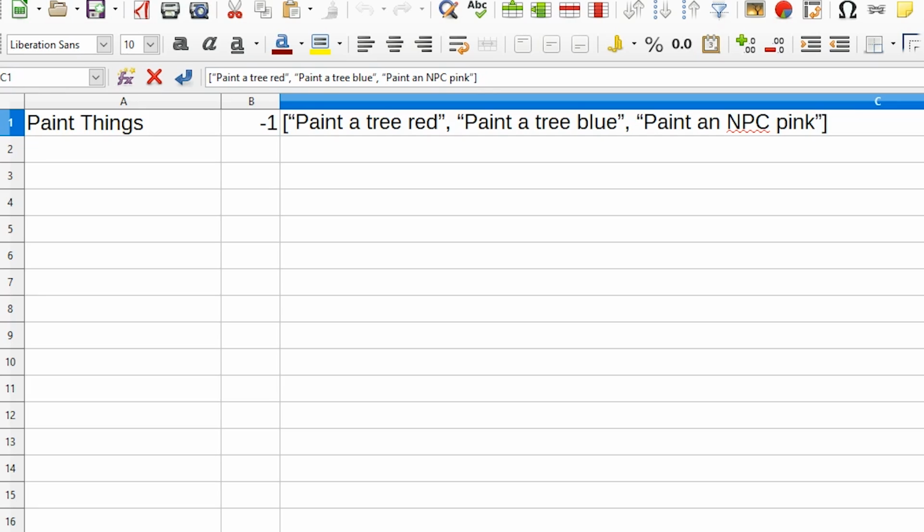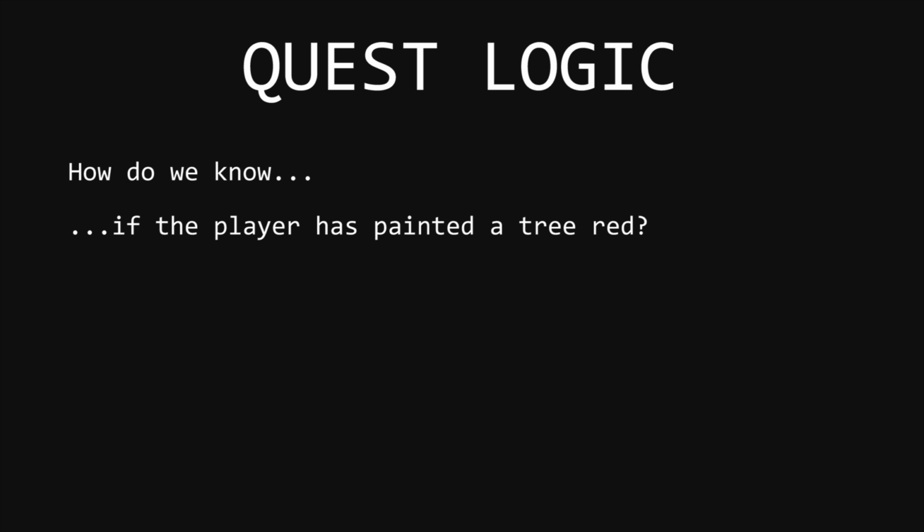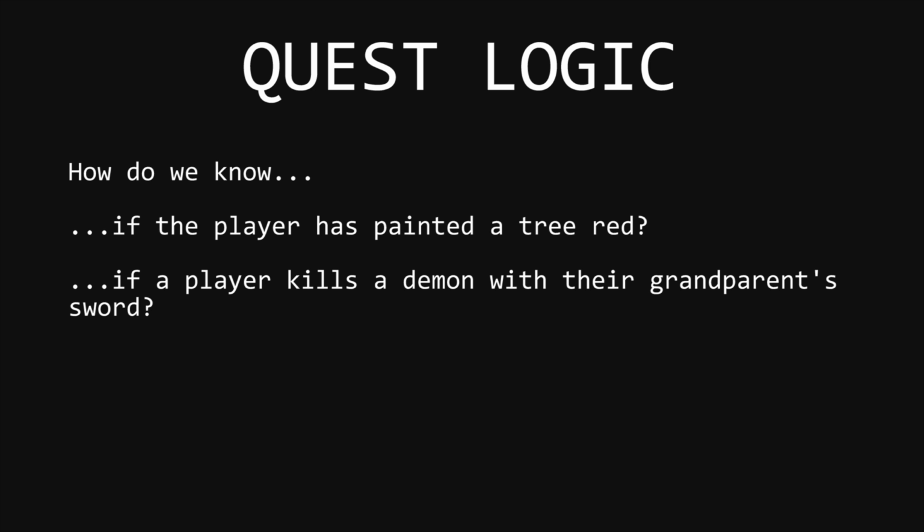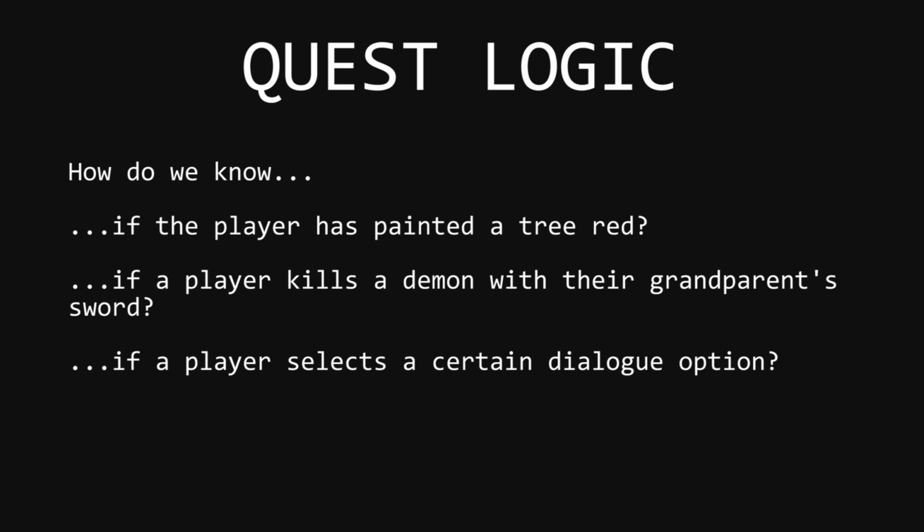Alright, so now that we've got our data set up, how are we going to update the quest in the game? So how do we know if the player has painted a tree red? Or how do we even paint a tree red? Or to take a more complex example, what if I had a quest where I wanted to kill a demon with the protagonist's grandparents' sword and no other weapon, specifically that sword? Or how do we know if the player selected a certain dialogue option? So I want to briefly mention this just so we can consider at this point that there can be a lot of complex logic to a quest.